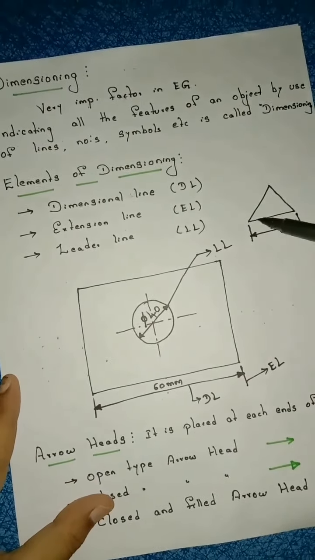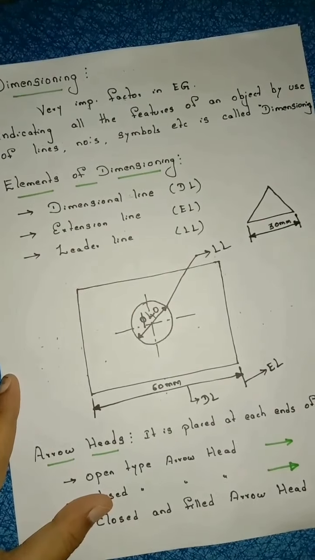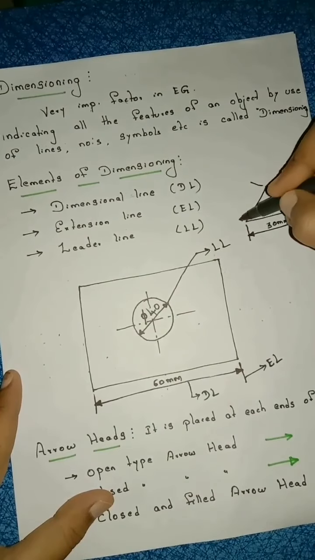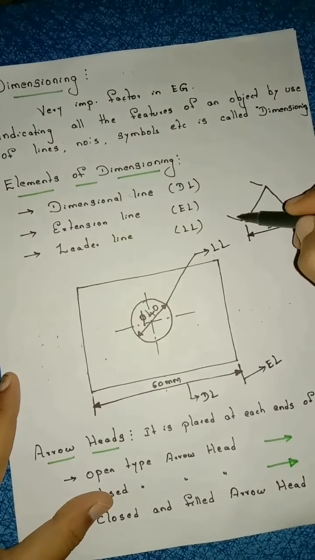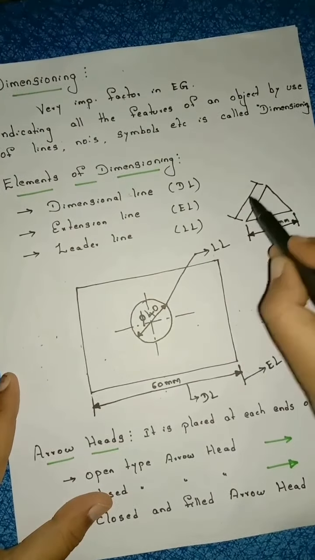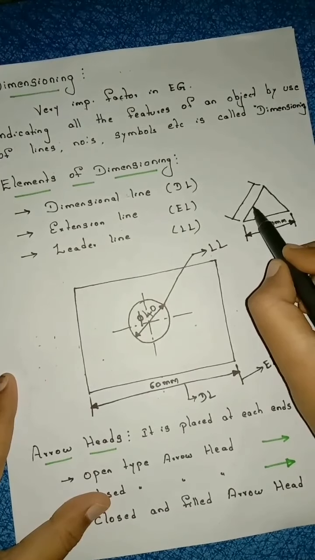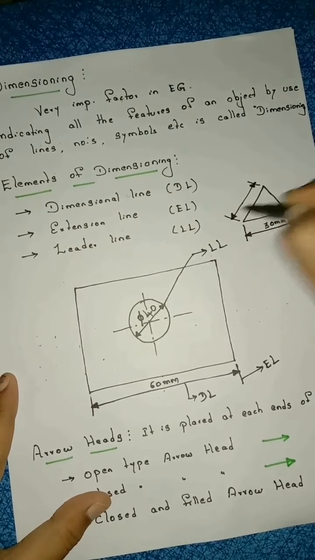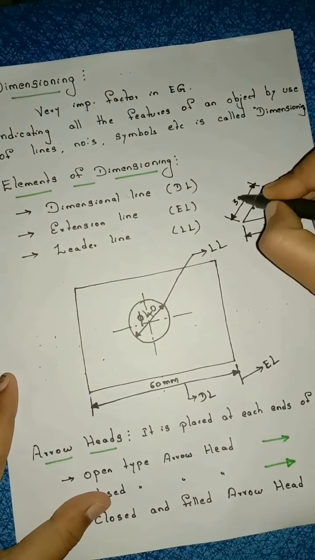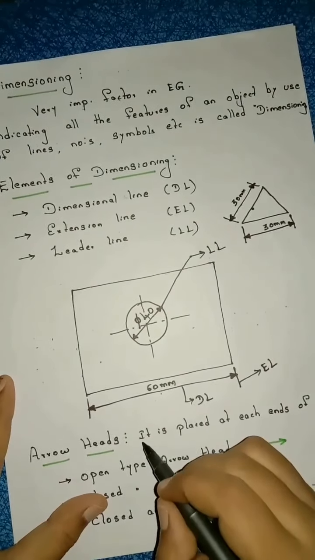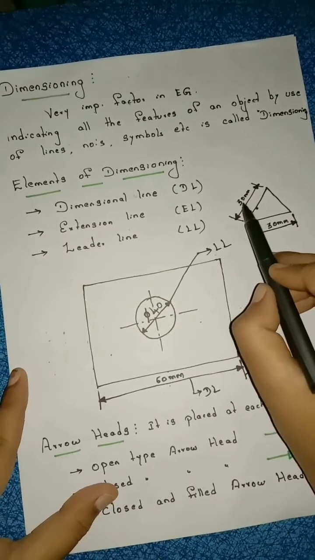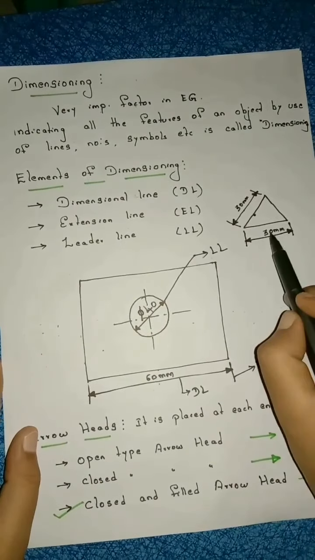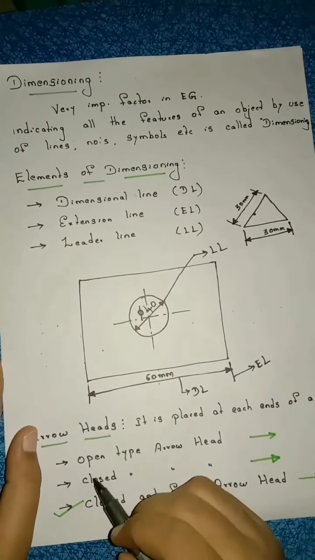Now this side is in an inclined manner. I am drawing an extension line here. Now I am drawing a dimensional line which is parallel to this baseline. And I am marking here a closed and filled arrow mark. And I am writing here 30 mm. Always the dimensional number should be above the dimensional line.